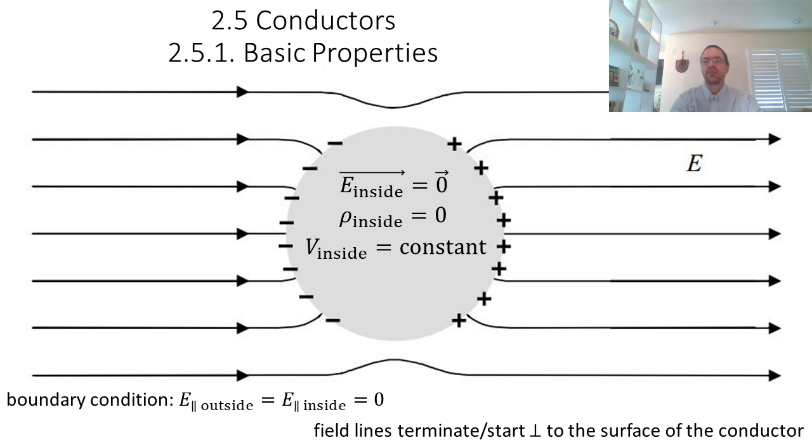The electric field inside is zero. The volume charge density inside is zero. The electric potential inside is uniform. And the field lines outside are bent so that they start or terminate perpendicular to the surface of the conductor.